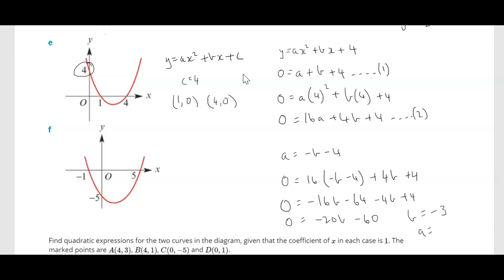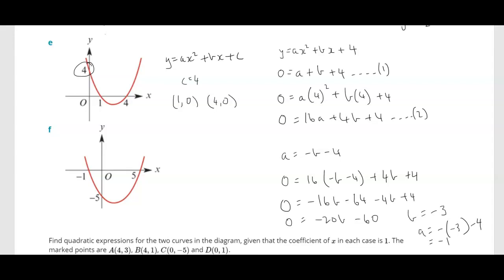negative 3. No, I don't want a to be negative. Where did I go wrong? Negative 3. Oh, no, sorry. Ooh, it's not wrong. Negative 3 minus 4. So negative 3 is positive 3. Oh, I'm still going to get a negative. All right, I don't want a to be negative. So I've made a mistake somewhere. I'm just going to pause to see where I went wrong.